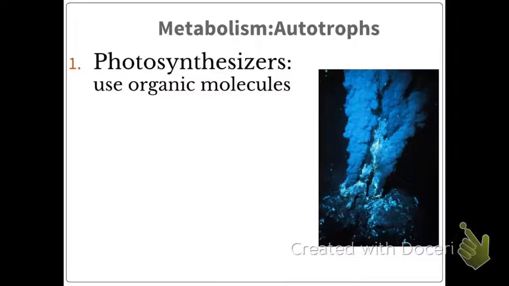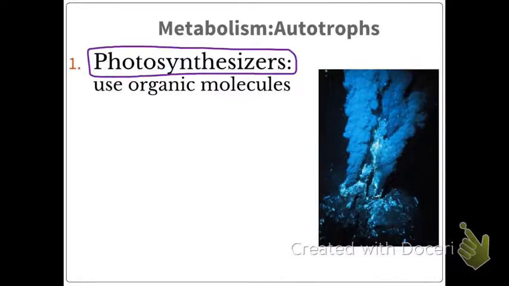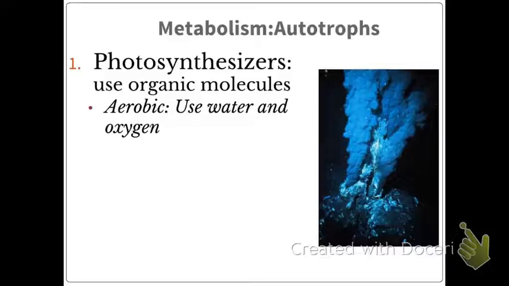All right, so how do bacteria eat? So metabolism, autotrophs. Autotrophs means self-feeder. So auto is self, troph is feeder. So some organisms are photosynthesizers. So photo is from the sun, synthesizers using organic molecules, and it's going to use the sun to create its energy.